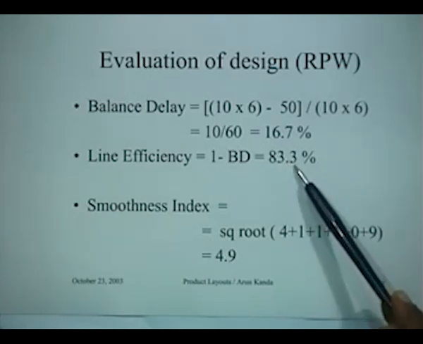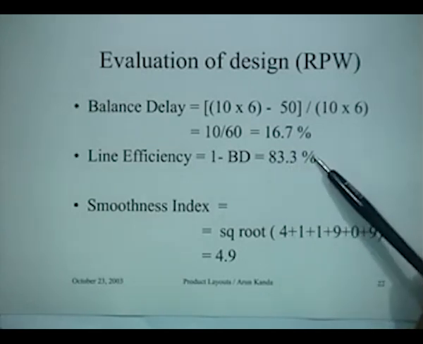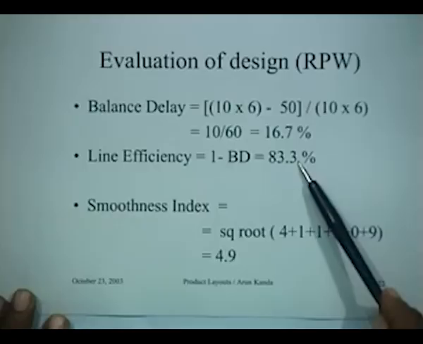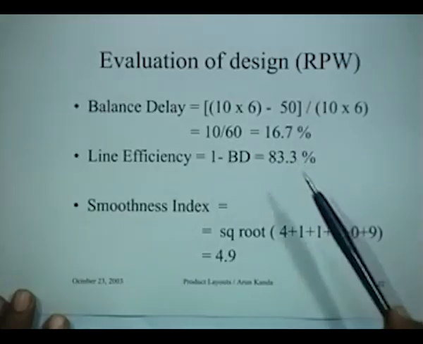Theoretically, what is the minimum number of workstations? How will you calculate this? You have 50, which is your total work content, and your cycle time is 10. 50 by 10 is 5. Ideally, you can work with the theoretical minimum number of workstations as 5. But in the two procedures that we have just adopted, we could not pack these individual operations into 5 workstations. So the balance delay is 16.7% for real, and the line efficiency is 83.3% in this particular case.